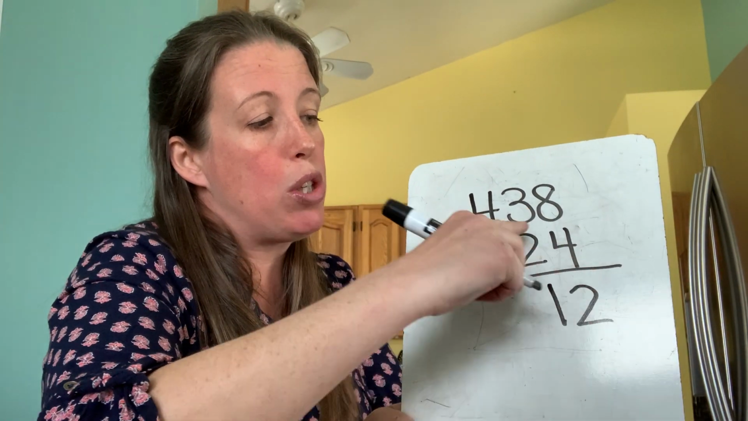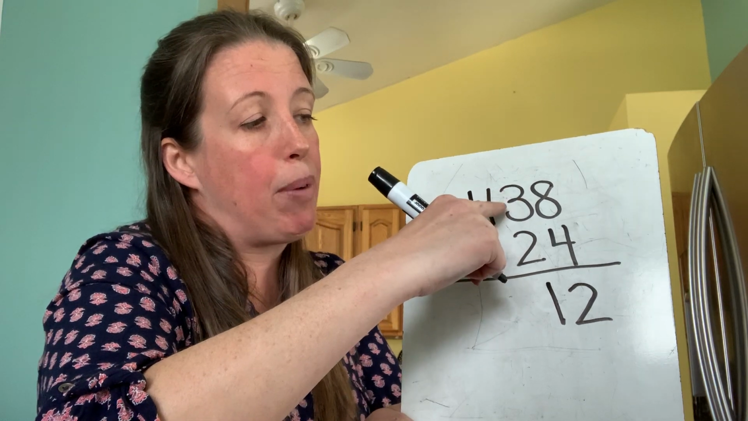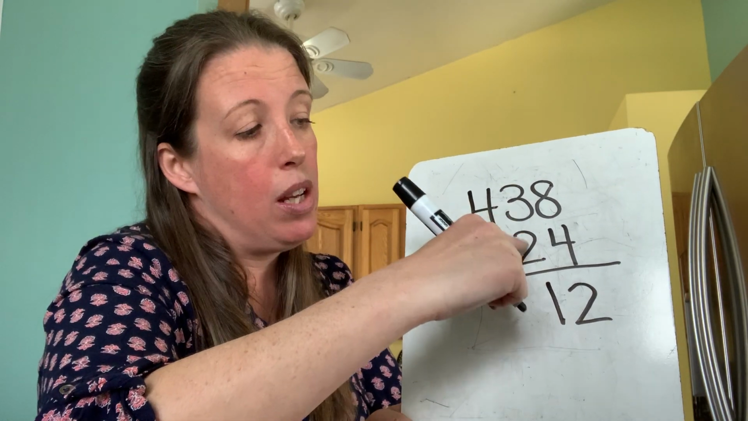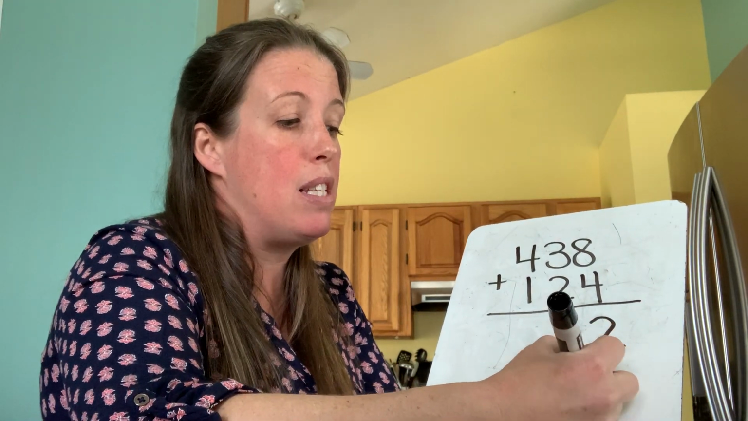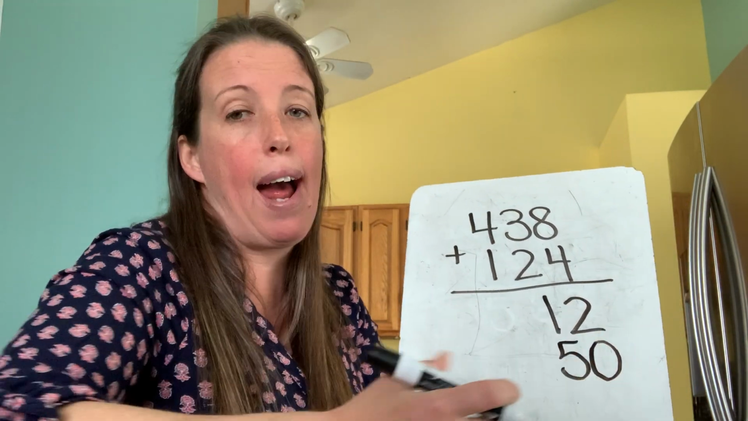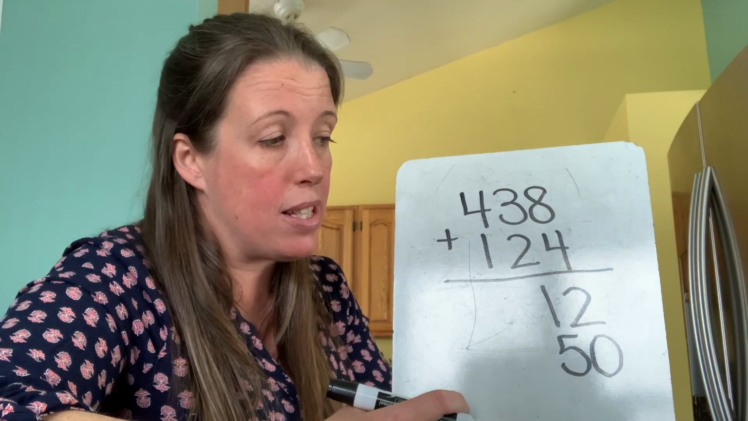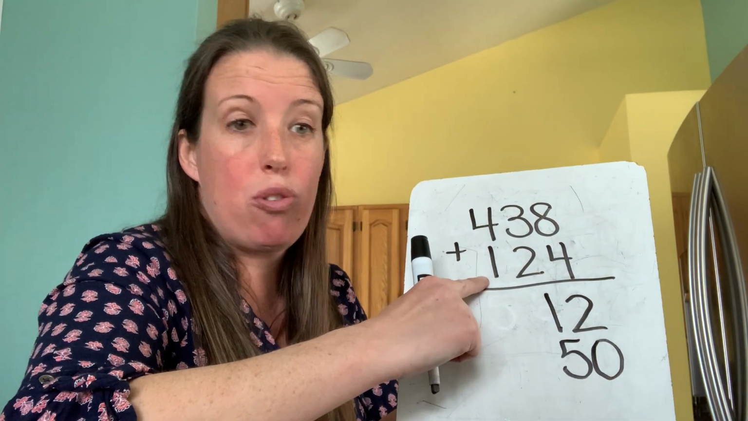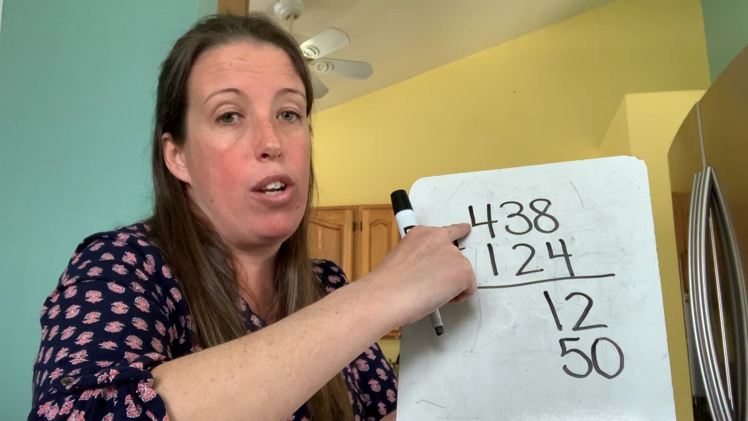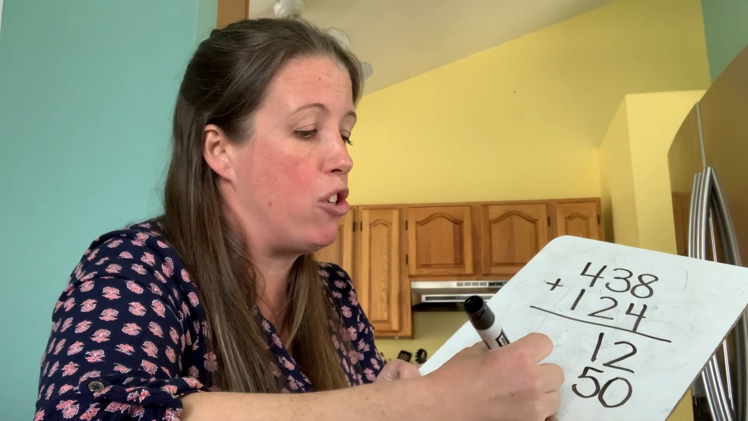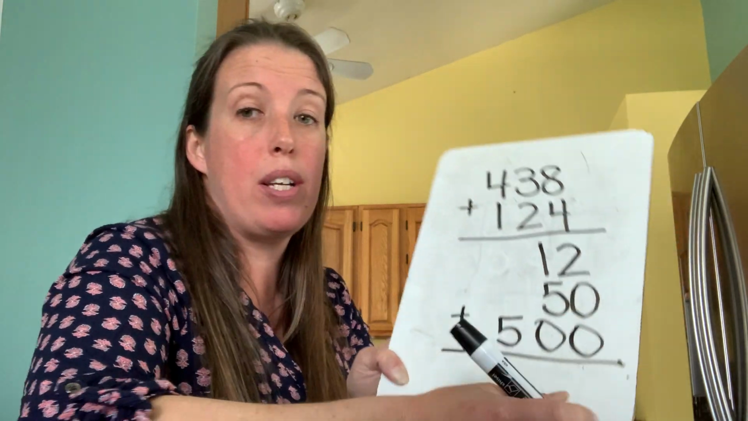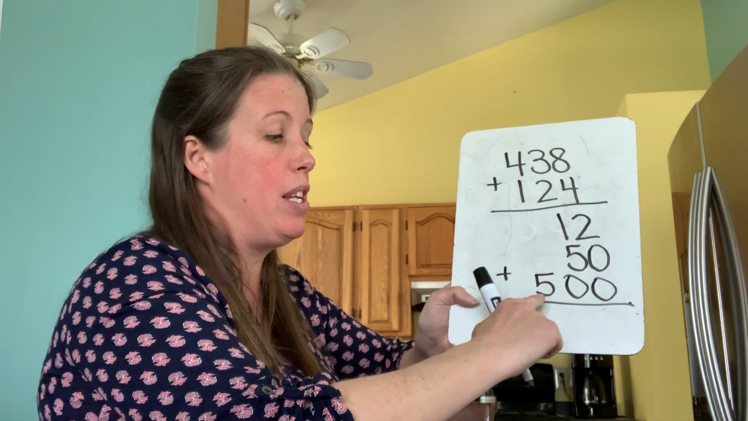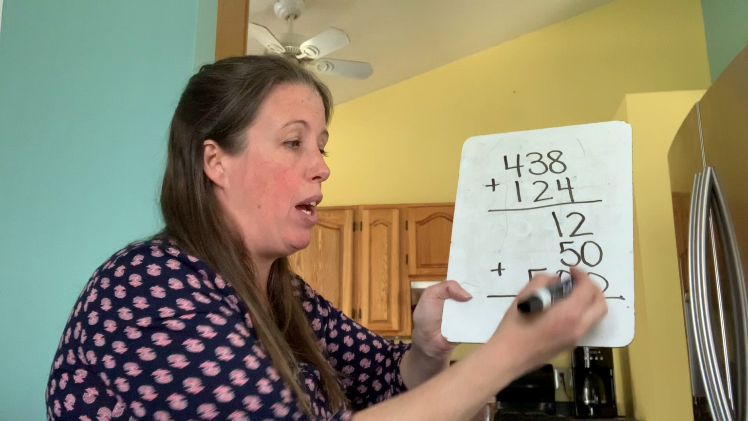Now I'm going to move over to my tens place, and I'm going to add 30 plus 20. 30 plus 20 is 50. So I'm going to add that to the parts that I'll be adding at the end. And last, I move to my hundreds place. 400 plus 100 is 500. So now the 3 parts that I'll be totaling are 500 plus 50 plus 12.